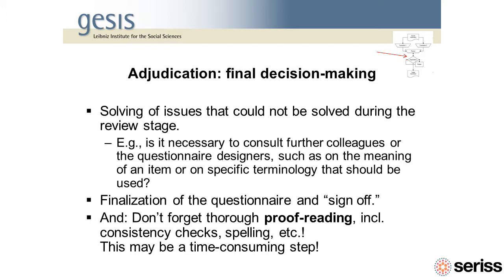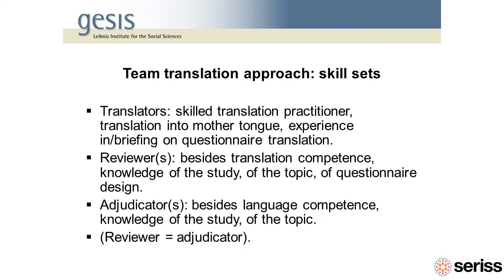And I want to add, and possibly even expand the model. What is needed as well is a thorough proofreading step, including consistency checks, spelling checks, etc. So that the translation that is finally produced also adheres to linguistic norms, correctness, etc. And be aware, depending on the complexity of a source questionnaire, this final proofreading step may be quite time consuming as well. And for this reason, I want to also name it as an important step in the entire process.